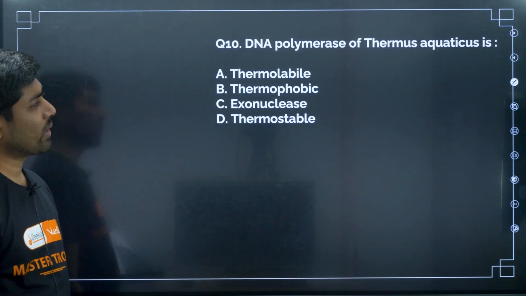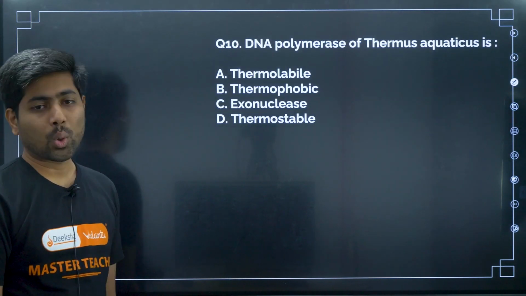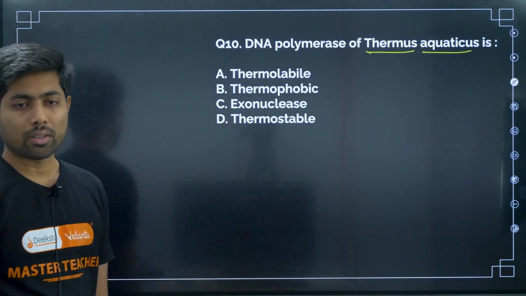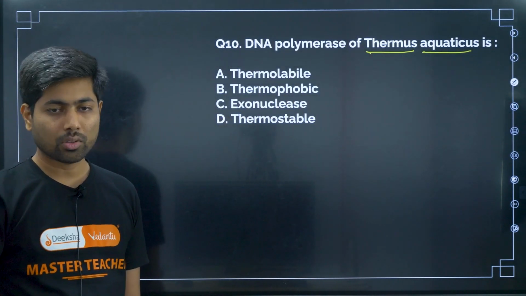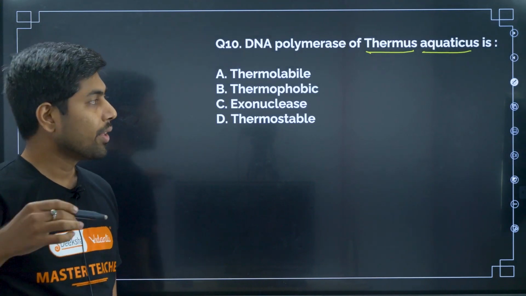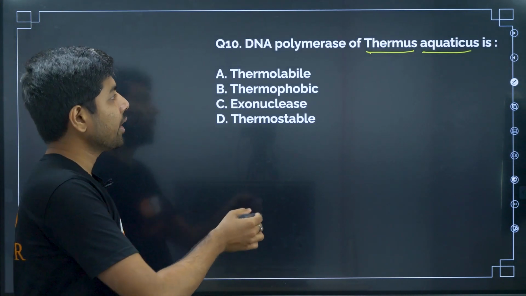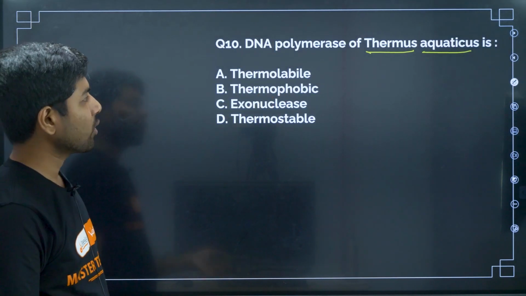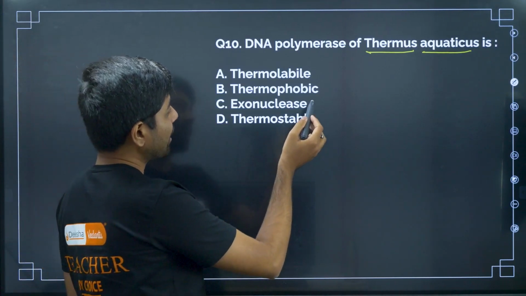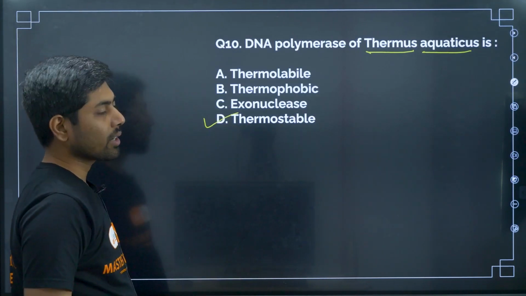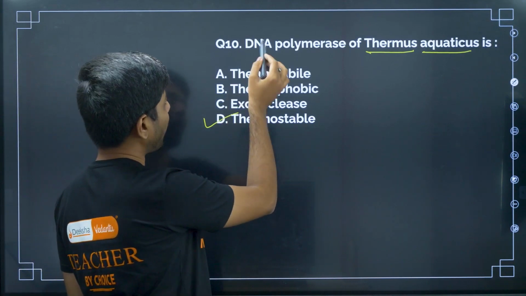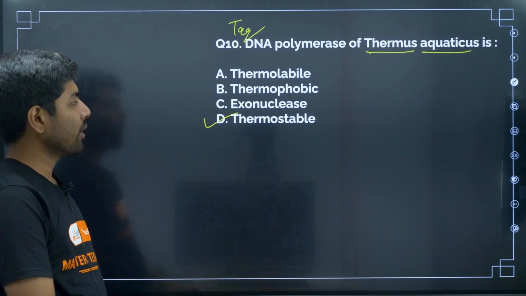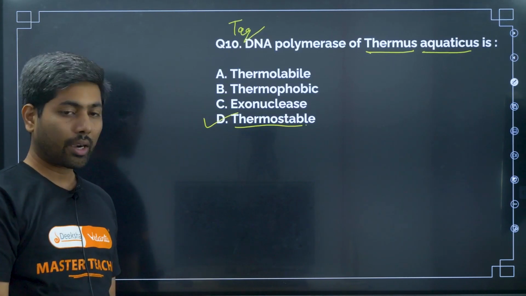Now this is a very simple question. DNA polymerase of Thermus aquaticus. Thermus aquaticus is a bacterium found in hot springs, at a very high temperature, and it is able to survive at that temperature. Therefore we require this enzyme, DNA polymerase. Where do we use this? We use this in PCR, the polymerase chain reaction, to synthesize DNA. We call it Taq polymerase. It can tolerate high temperature, therefore it is thermostable. This is the correct answer.